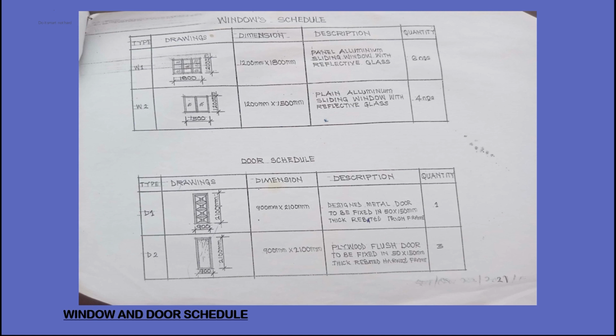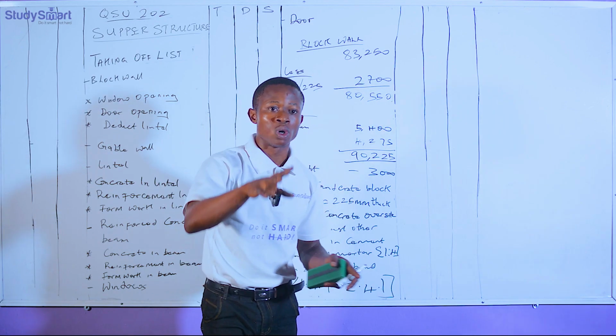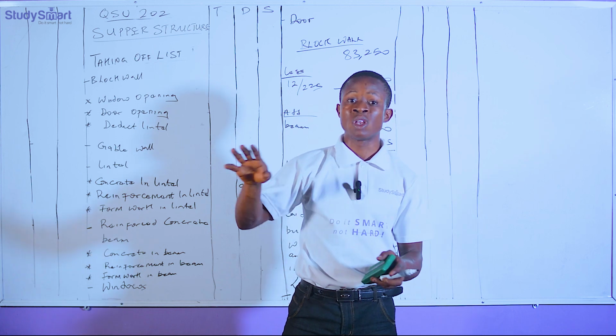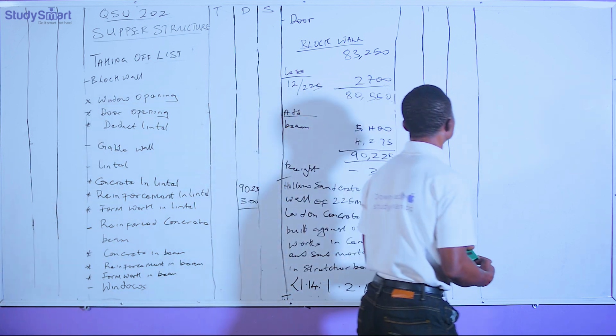And also door, we have two types of door. A 900 door, and the second one also is a 900 door. But the material for the doors is different. That's just the difference there. You can just say that we have 4 doors, but when you want to calculate the doors, that's when you now separate them. So let's go.